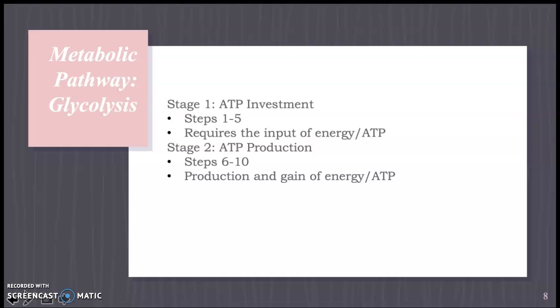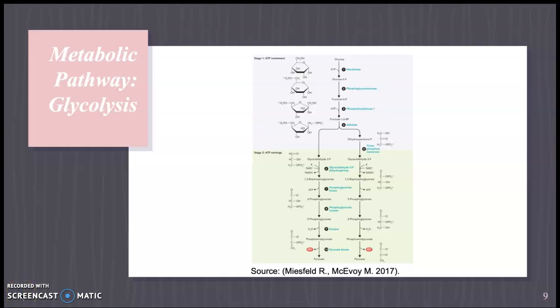The metabolic pathway that's involved is glycolysis, and there are two stages. Stage 1 is the ATP investment, which is steps 1 through 5, and this requires energy or ATP. Stage 2 is ATP production, which is steps 6 through 10, and this is the production or gain of energy or ATP. Okay, so I'm just going to explain glycolysis fairly quickly. In step 1, we have glucose, which is phosphorylated into glucose 6-phosphate by hexokinase, and this step requires an input of ATP.